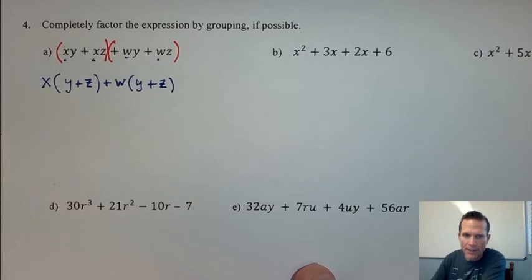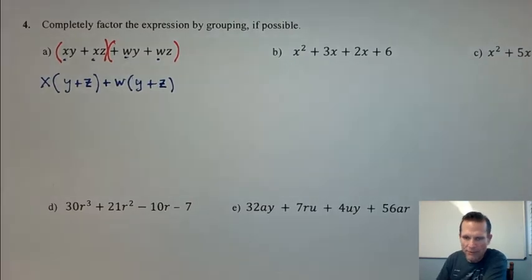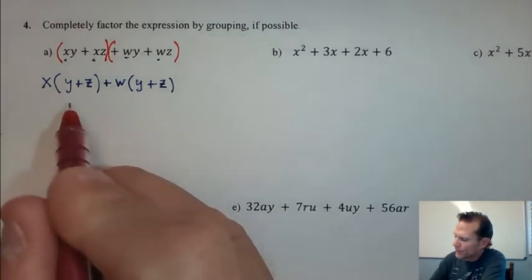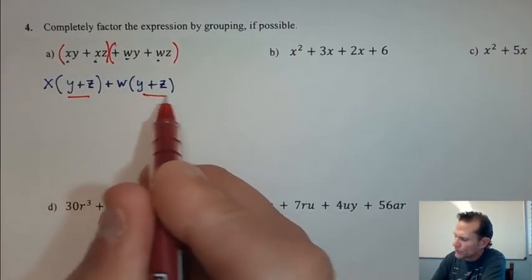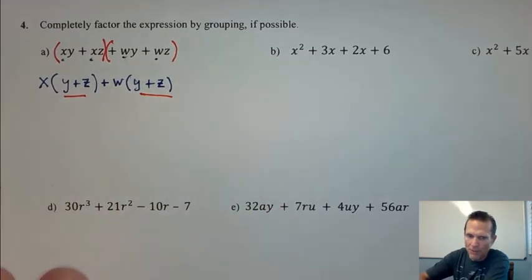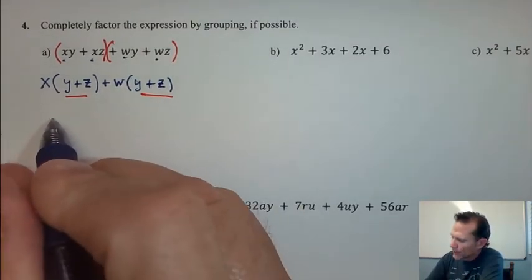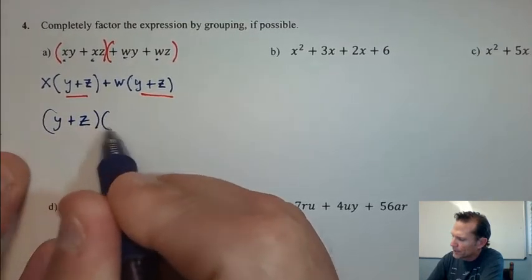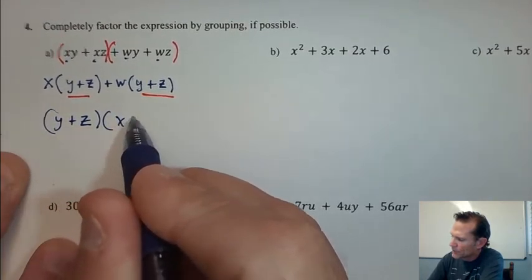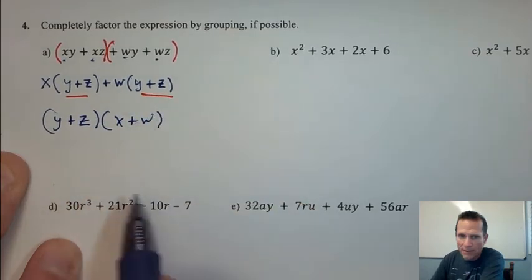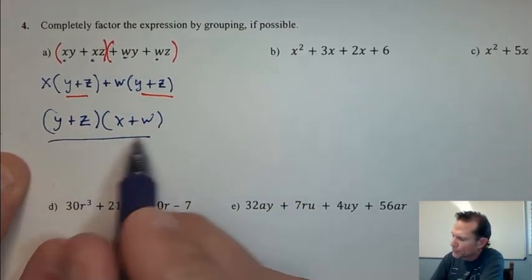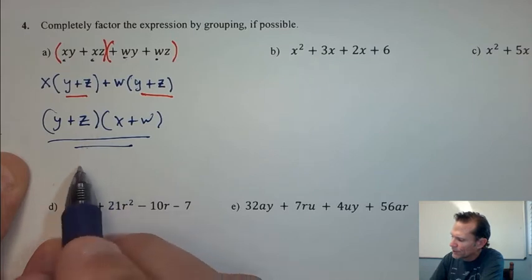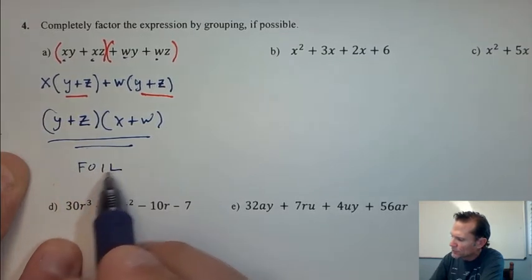So then we can think back to problem 3 in these notes and we can say, well, hey, there's a common binomial right there, common binomial. So I'm going to pull out my common binomial out front, if that's where you like to put your common binomial. And then I'm going to put the leftovers in the back. Okay? And if you check this with FOIL, I promise you it's going to work.